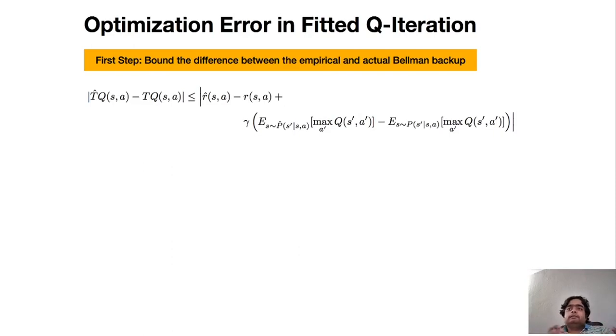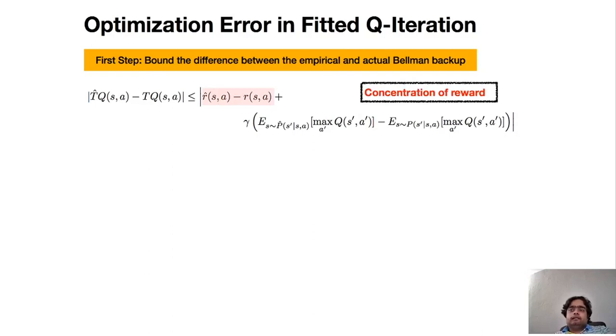Now, just by substituting the expressions for t hat and t, we observe that the absolute value of this difference can be written as the absolute value of r hat minus r, and gamma times the expectation under the empirical dynamics model p hat, and the expectation under the true dynamics model p, of the maximum q value at the next state. Now, how can we bound this?